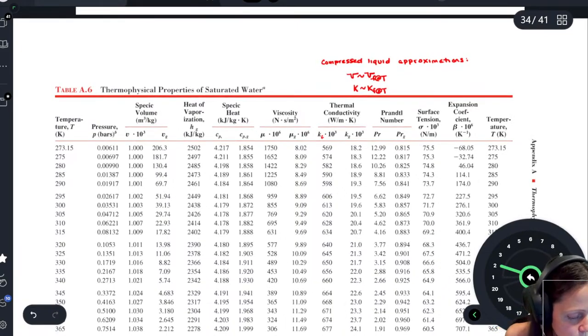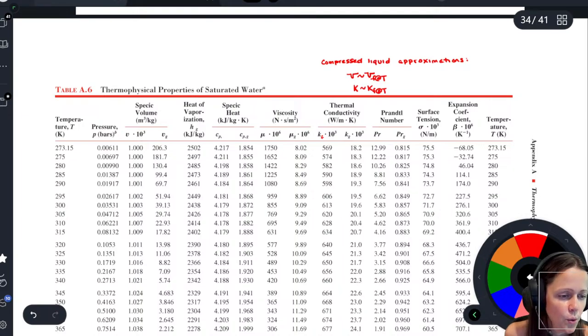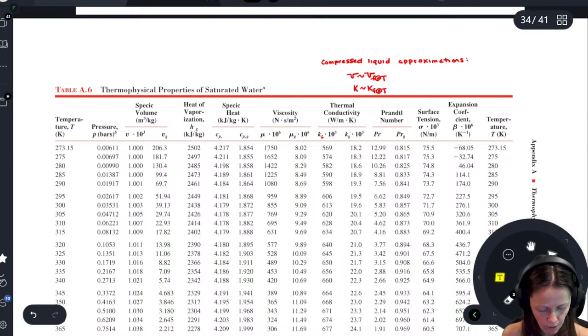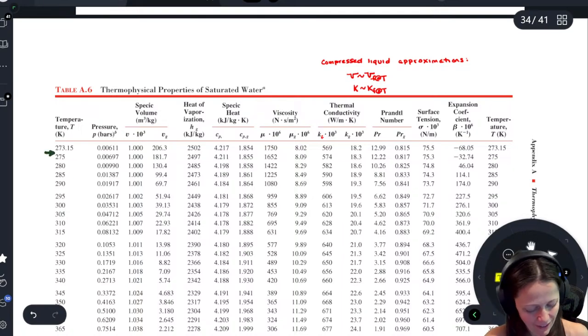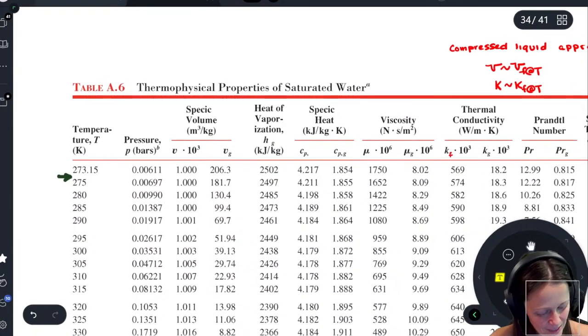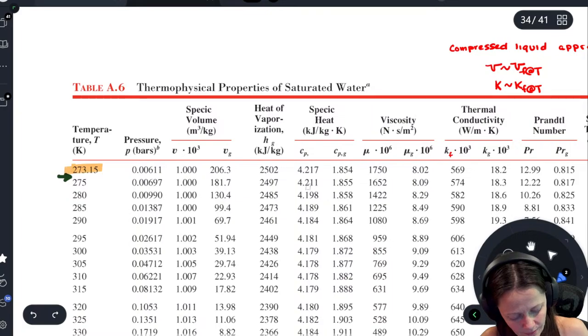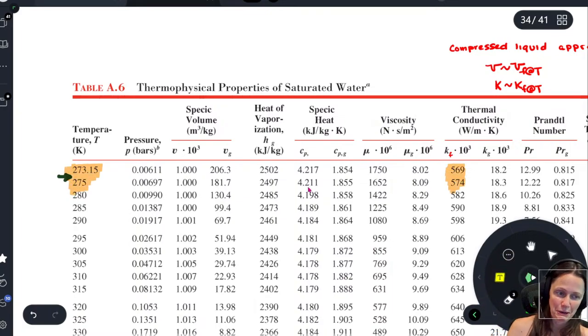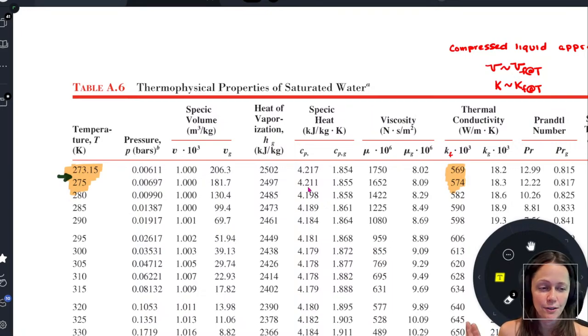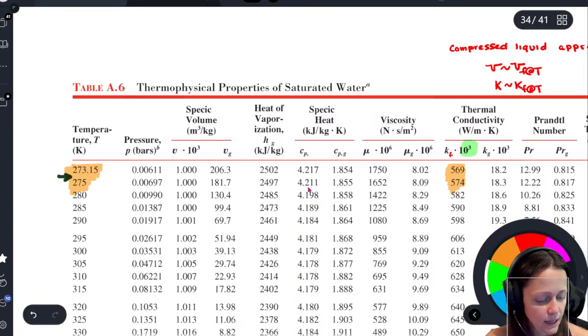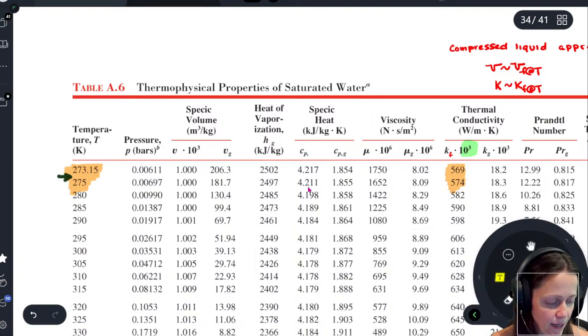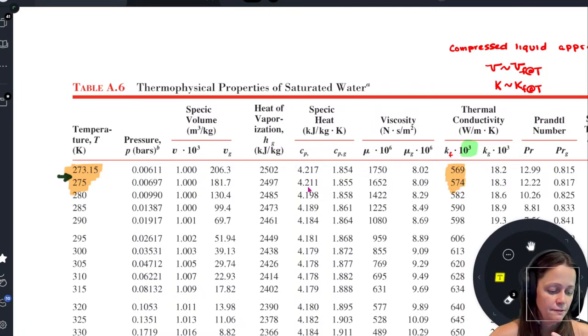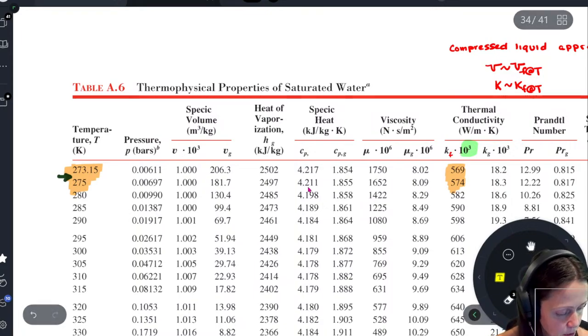All right, so let's see what we've got. We were looking at an average temperature of 274. So I'm going to be interpolating between those values right there, or I'm going to pretend like I interpolated and estimate it close enough, but I actually did interpolate. One thing I want to bring your attention to is that this has already been multiplied by 1,000. So it's not 569, it's actually 0.569 and 0.574, and I interpolated for 0.571.